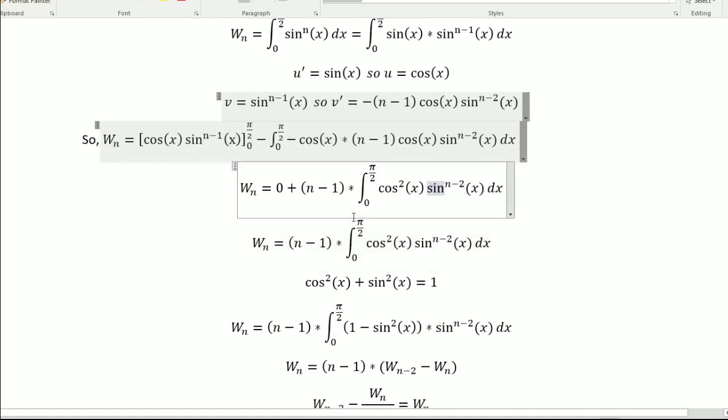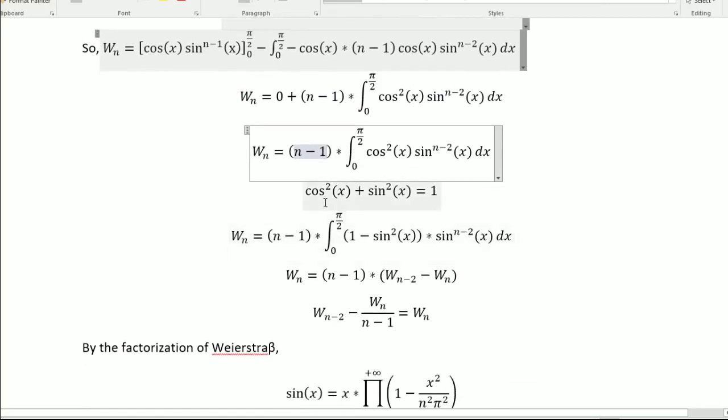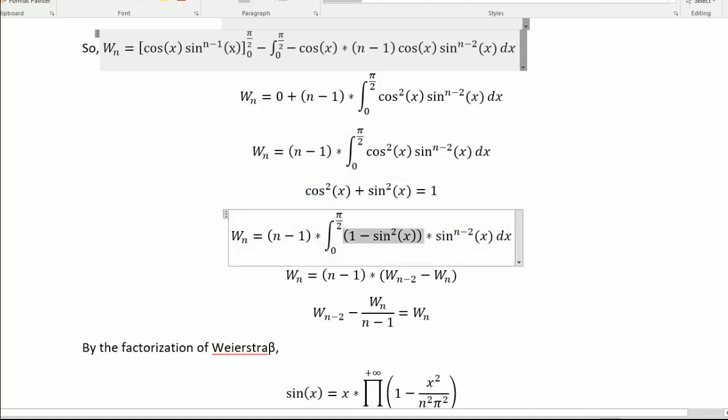And then this is just a simple step. Then we have cosine squared x plus sine squared x equal to 1. It's a well-known formula. Then we replace the cosine squared with this expression, and we get the integral of 1 minus sine squared x times sine to the power n minus 2.